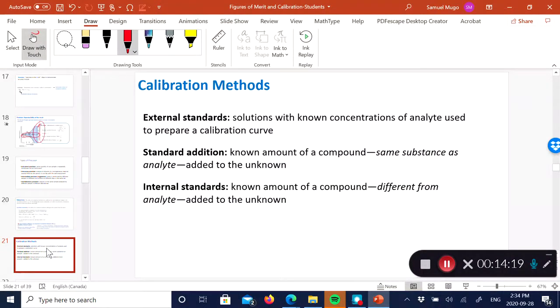So the next part of the chapter is to talk about calibration methods. There are three different types of calibration methods that we're going to talk about in this chapter. The methods involve the external calibration method, the standard addition method, and the internal standard calibration method. And we're going to talk about them in the next segment of the video lecture.